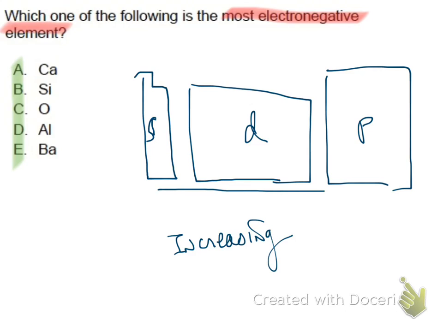and that again goes left to right and bottom to top. And so again, we're looking for something in the top right, and we have our answer choices to examine. In this case, the one closest to the top right is going to be oxygen, and that's our answer choice, and that's the answer to that question.